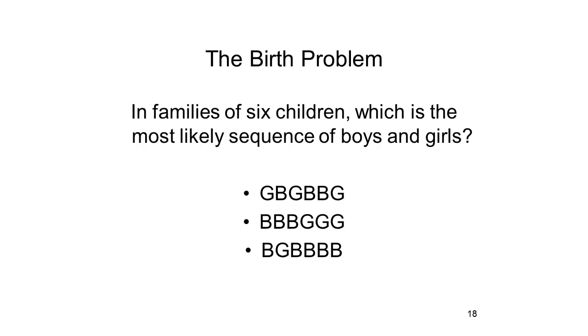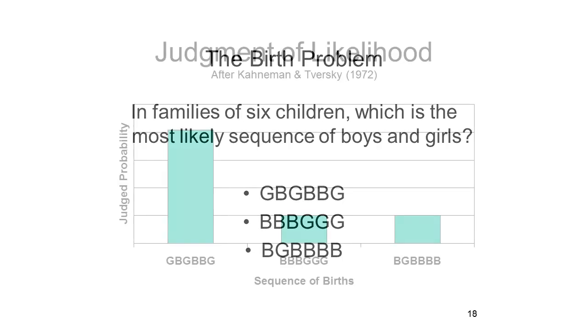For example, consider the birth problem. In families of 6 children, which is the most likely sequence of boys and girls? A girl followed by a boy, followed by a girl, then 2 boys, and finally a girl? Or 3 boys in a row, followed by 3 girls in a row? Or a boy followed by a girl, followed by 4 boys in a row? Which is the most likely sequence of boys and girls?